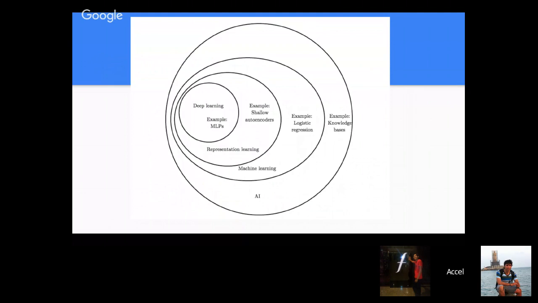Just one thing, something that I already mentioned. Basically, I guess what they're trying to say here is deep learning is a subset of representation learning, which is a subset of machine learning, and then machine learning is a subset of AI. That's the whole essence of this.